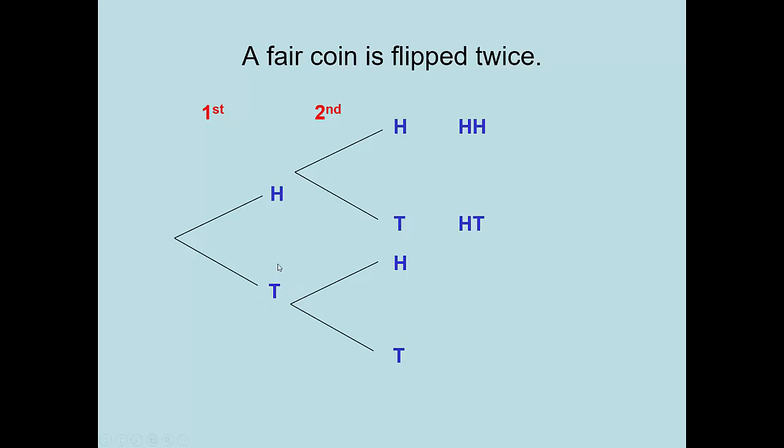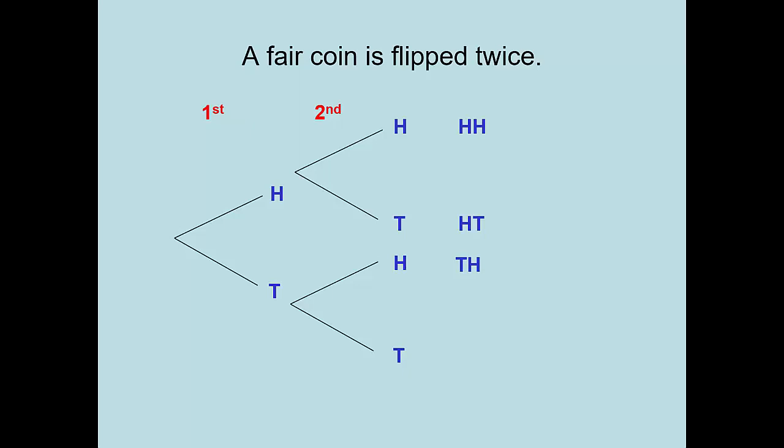Next, it's possible that I didn't get a heads at all on the first event. Again, we're looking at possible outcomes. So it's possible that instead of getting a heads on the first flip, I got a tails on the first flip. So tails would be my first outcome. Heads would then be my possible second outcome.